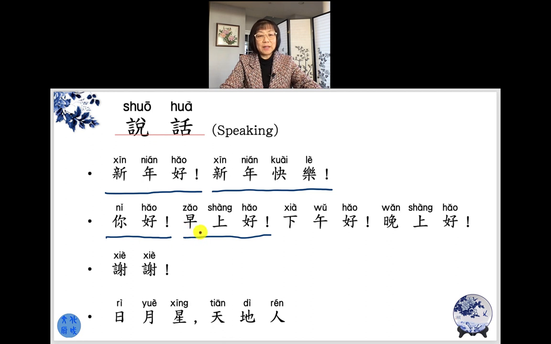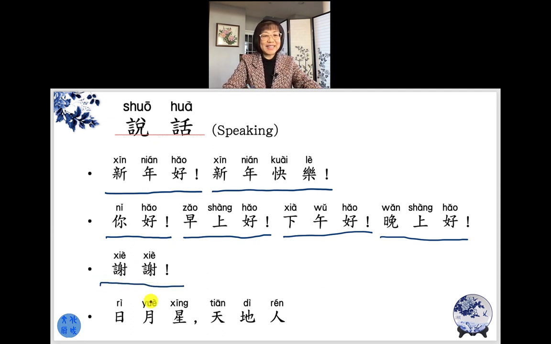Please be careful about 早. 早上好. 下午好, meaning good afternoon. 晚上好, meaning good evening. 谢谢. In just regular oral speaking, you can make the first tone stronger, second tone lighter. If you really want to stress it, both tones can have the same kind of weight. So, it depends on how you want to express your feeling.